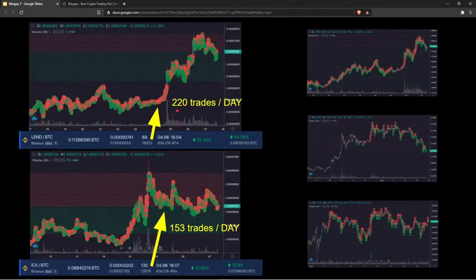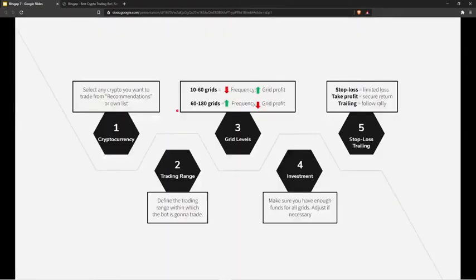220 trades manually per day is pretty much impossible unless you are a very experienced scalp trader and you literally spend the entire day in front of the computer, which for me makes zero sense since we have automated algorithms to do this job on our behalf.